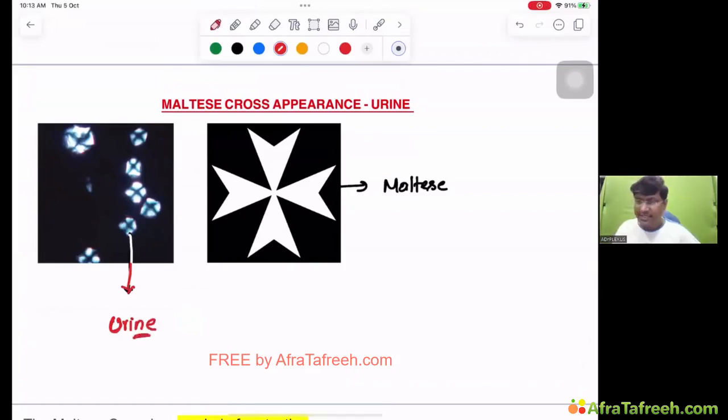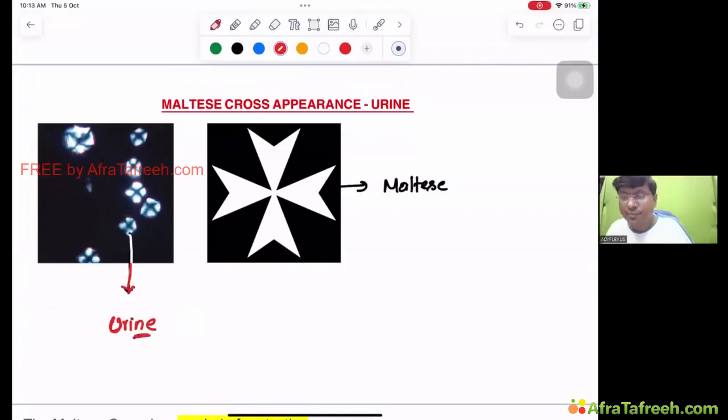First of all, what is Maltese? Does anyone know what Maltese is? You know, Maltese is a symbol of protection. It's a symbol of protection. That means, like a firefighter wearing this badge with the Maltese cross, you know what it represents? It represents that he is willing to lay down his life and able to sacrifice his life for his fellow men. That is what is called Maltese cross.